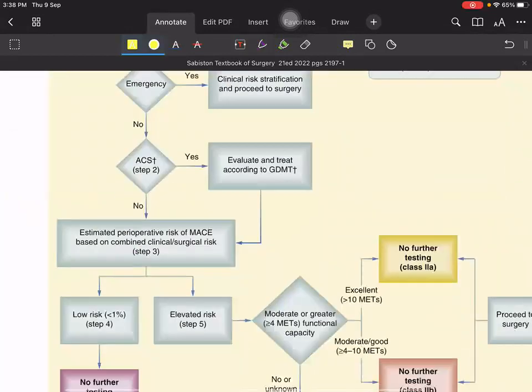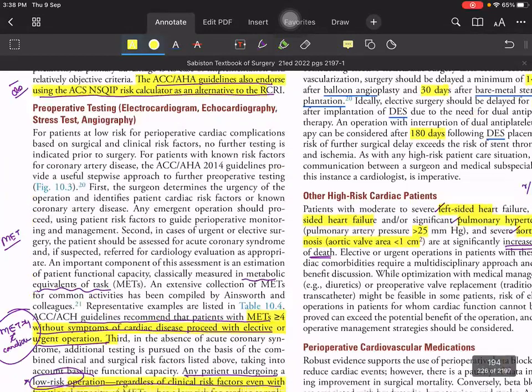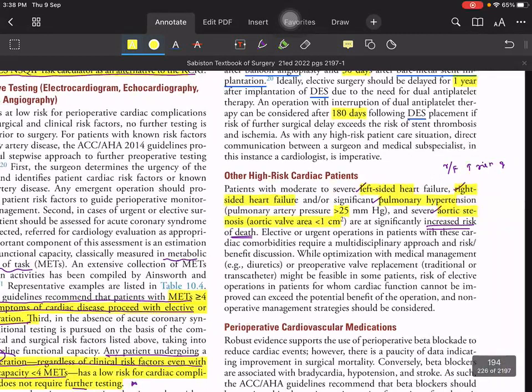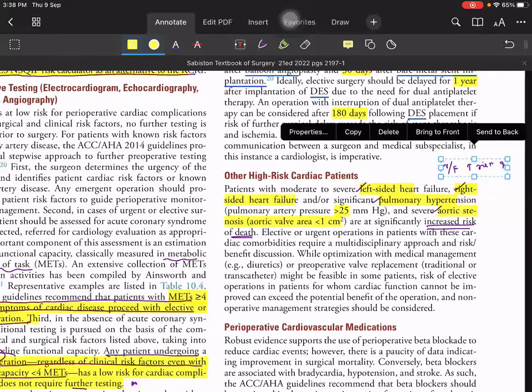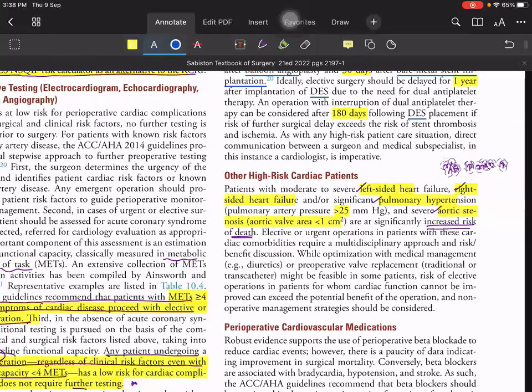Repeat once. So what are the risk factors for increased risk of death? Simply you have to say these are high risk cardiac patients, which leads to death. These 4 patients: left-sided heart disease, right-sided heart disease, pulmonary hypertension, and aortic stenosis.